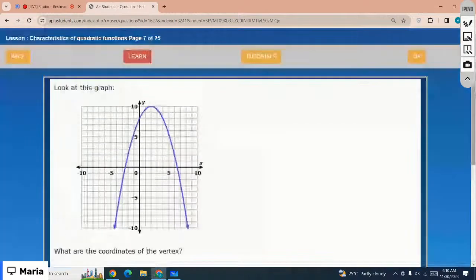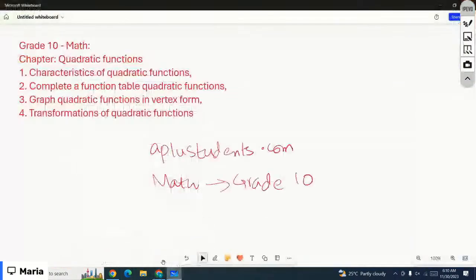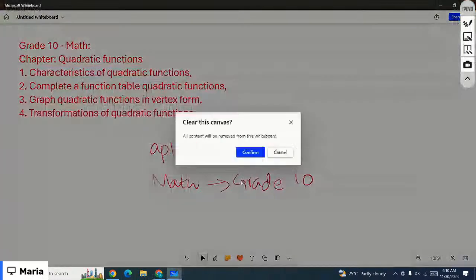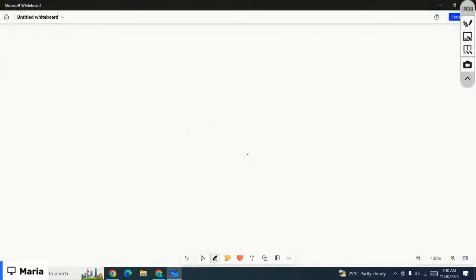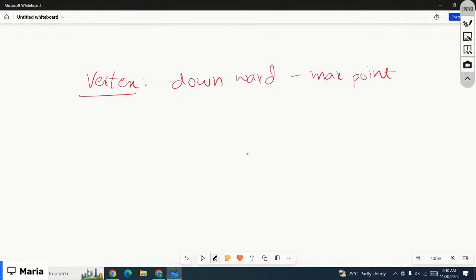Okay, you can complete the lesson by yourself later today. So basically, the characteristics of the quadratic functions are, we have discussed vertex here. So let's just review, right? If the parabola opens downward, the vertex is the maximum point of the parabola. And if the parabola opens upward, the vertex is the minimum point of the parabola, right?